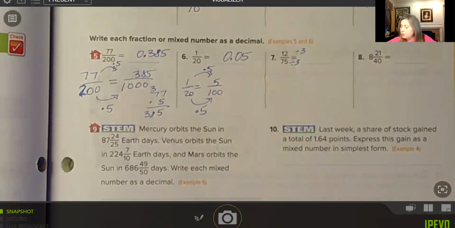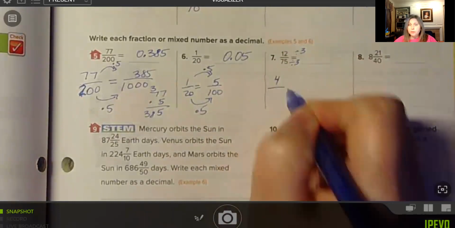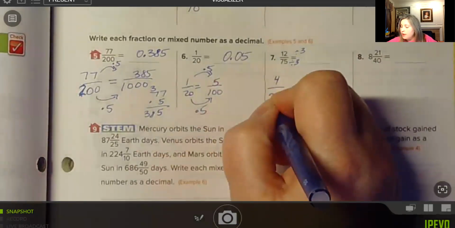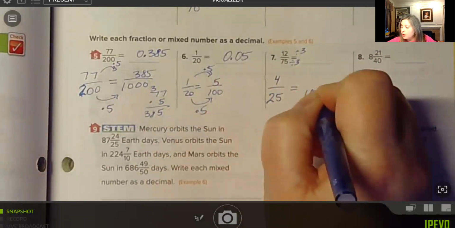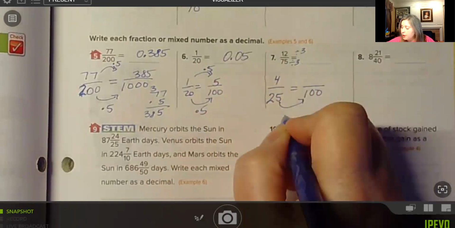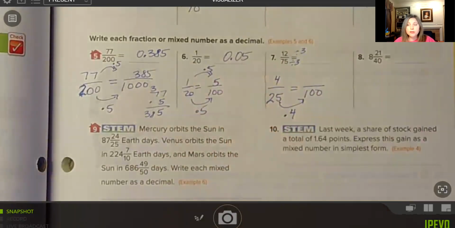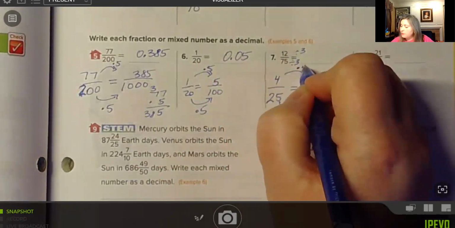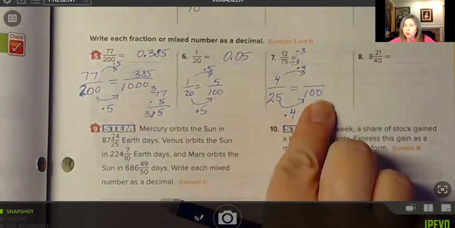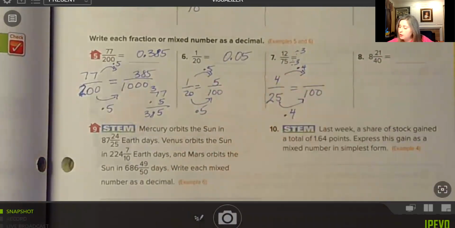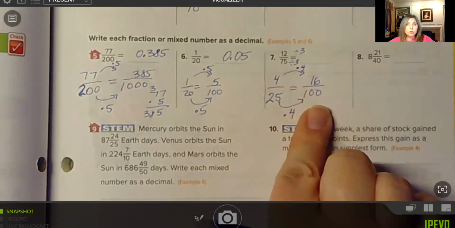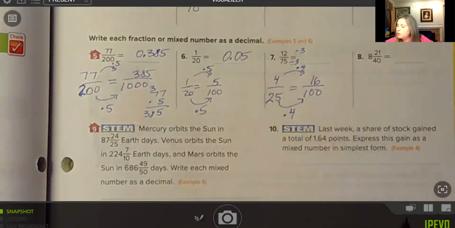So 12 divided by 3 in the numerator gives us 4. 75 divided by 3 in our denominator gives us 25. So that's great because then I can scale that 25 up to 100 by multiplying by 4. That's a good strategy and that will work to get this in decimal form. So times 4, and whatever you do to the denominator, you need to do to the numerator. So this will give us 16 hundredths, which as a decimal is 0.16.